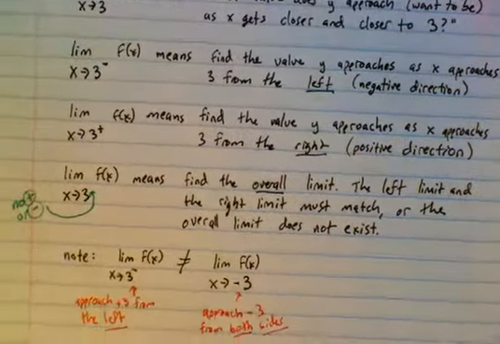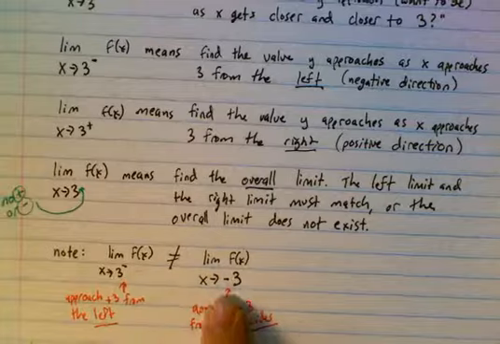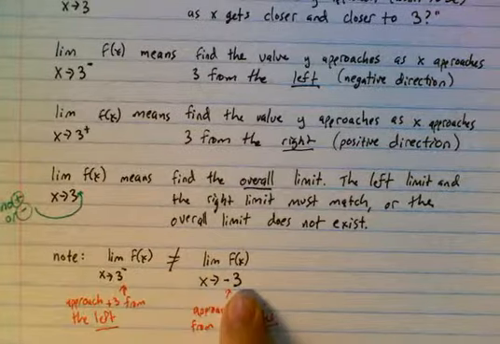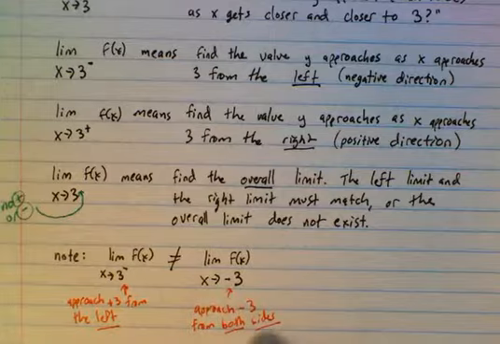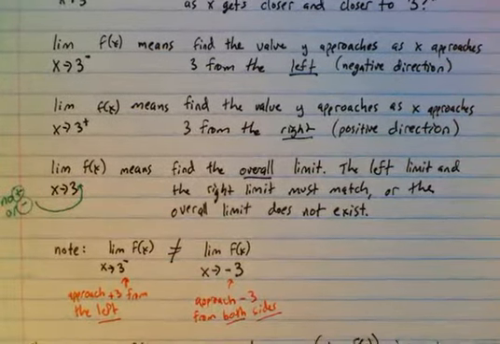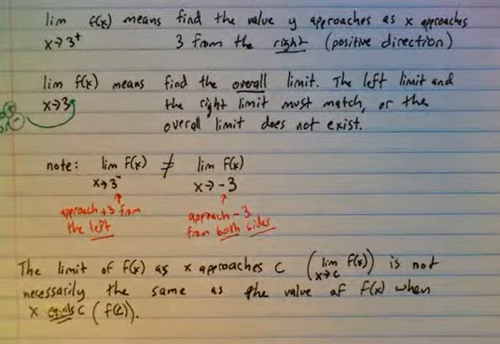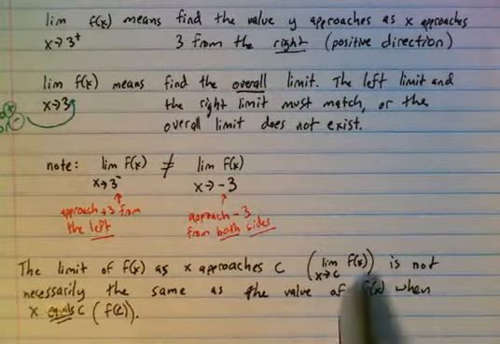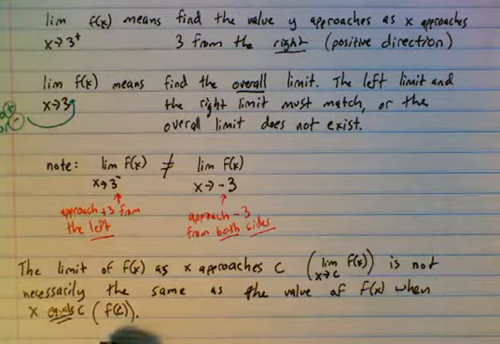One very important note, 3 to the negative does not equal negative 3. This is saying we're approaching positive 3 from the left. This is saying we're approaching negative 3 from both sides. It's also the case that the limit of f of x as x approaches c, so that's written like this, is not necessarily the same as the value of f of x when x equals c. That would be called f of c.